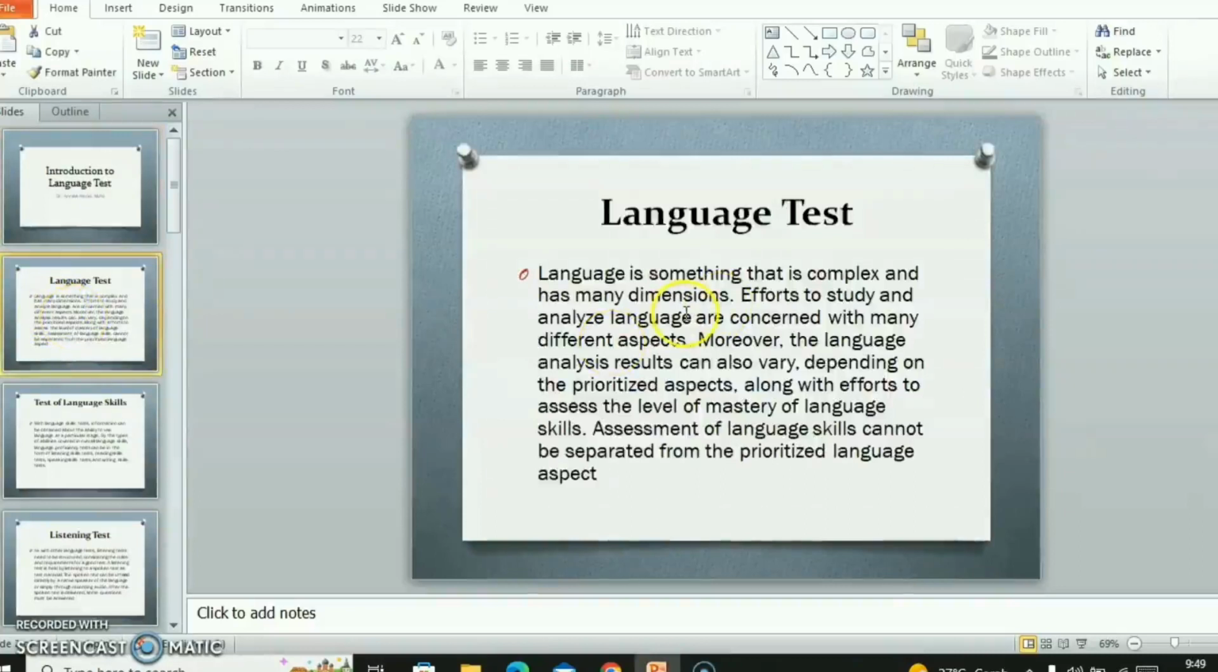Okay, language is something that is complex and has many dimensions. Efforts to study and analyze language are concerned with many different aspects. Moreover, the language analysis results can also vary depending on the prioritized aspects, along with the efforts to assess the level of mastery of language skills. Assessment of language skills cannot be separated from the prioritized language aspect.